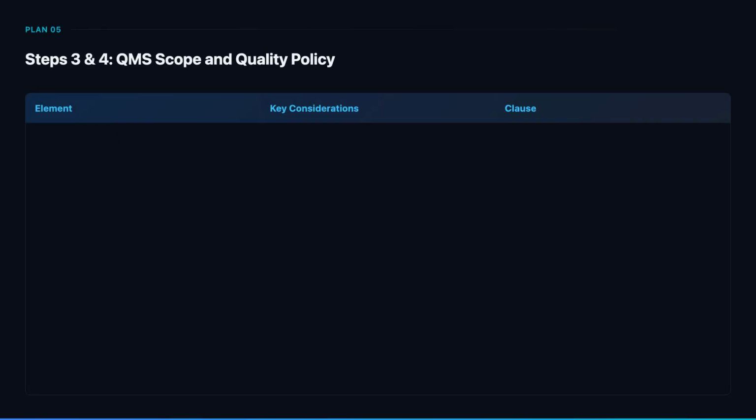Defining the scope and crafting the quality policy are foundational elements that shape your entire QMS. Here are the key considerations. The QMS scope under Clause 4.3 defines which parts of your organization fall under the quality management system. Consider your product lines, service offerings, physical locations, and the processes that affect quality outcomes.